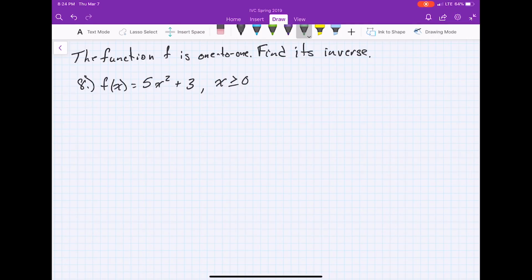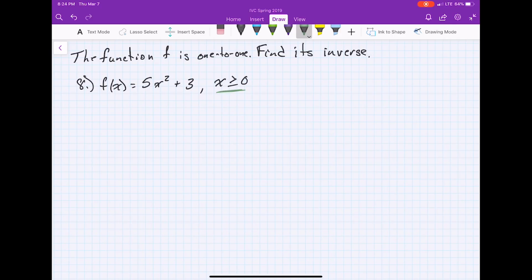The next one, the function f is 1 to 1. Find its inverse. All right, so we've got x has to be greater than or equal to 0 here. So let's do 5y squared plus 3 equals x, because I need to just substitute x for y and then solve for y, right? So 5y squared equals x minus 3.